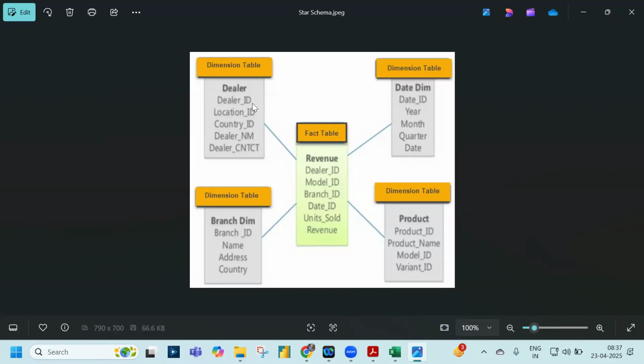Branch table is there. Which one could be the primary key here? Branch ID. Exactly. Date table is there. Which one is the primary key here? Date ID. Exactly. And product table, product ID. So you see that the respective tables have the respective IDs as primary keys.